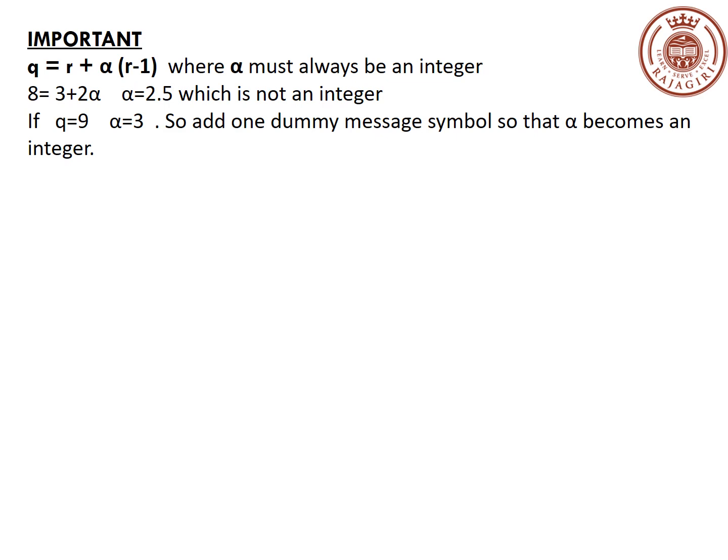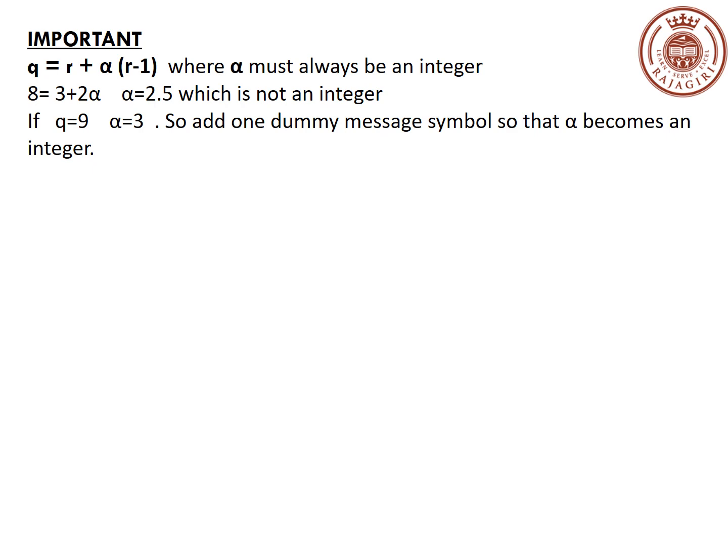Now before going into the ternary code, there is one important formula that you need to know. Q is equal to R plus alpha into R minus 1, where Q is the number of symbols, R is the base. So here, since it's a ternary code, your R will be 3. Okay, so your alpha, which is a constant, should always be an integer. That is a must. So if we substitute the given details in the equation, 8 is equal to 3 plus 2 alpha. So when I compare that, I get alpha as 2.5, which is not an integer.